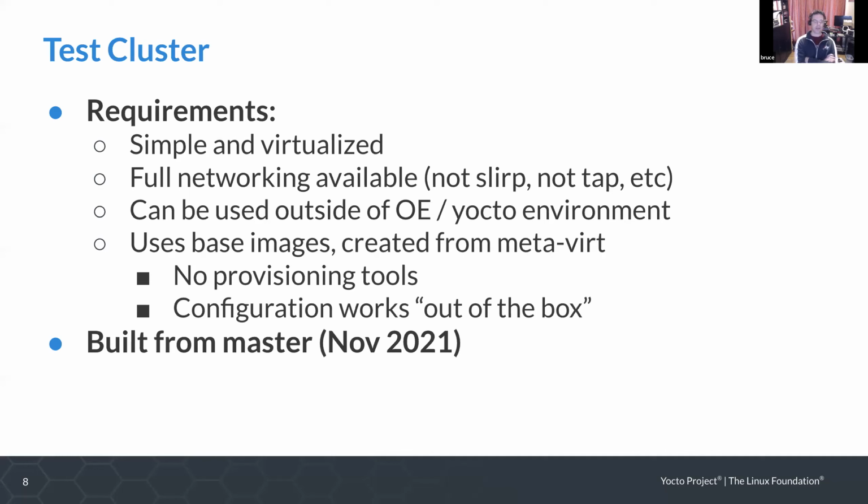It uses the base images created from meta-virtualization with no extras: no cloud-init, no Ansible, no Chef, no Helm, nothing doing all kinds of magic things after it boots, and a basic configuration that works out of the box with very little tweaking. So those are my requirements for this test cluster, if you will. Everything that you're going to see was built from master just a few days ago, because my slides weren't delivered all that much ahead of time. I did most of this, bringing it up, last week, so everything's quite recent.